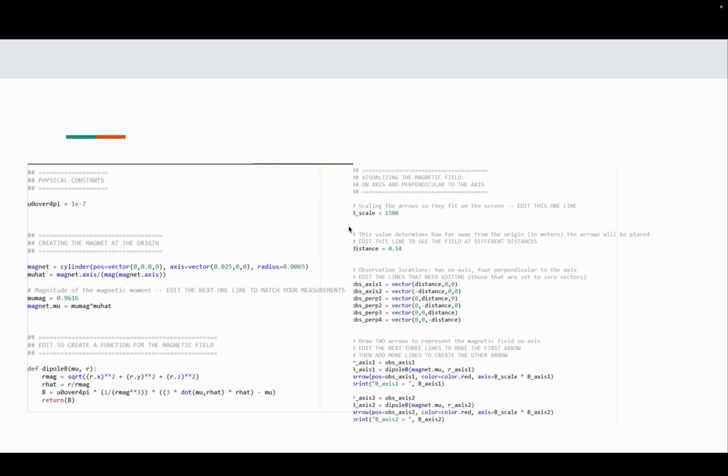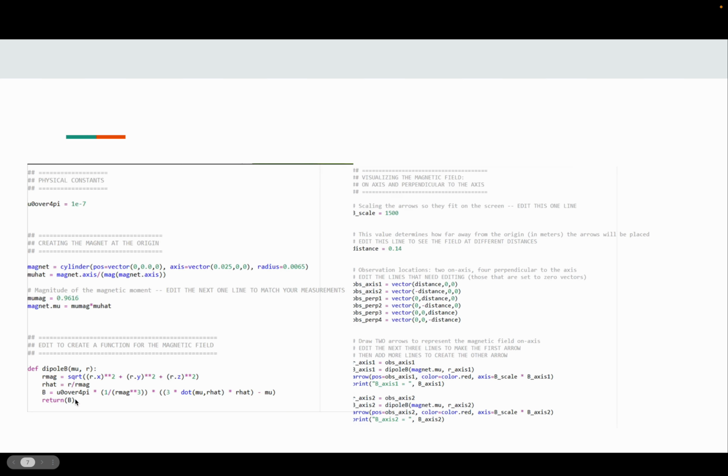So here is our GlowScript calculation. You can see that we're setting these up. We're setting the distance away from the origin. We're setting up the magnet here. We have the magnetic magnitude. And then we have different arrows. So this is just generally setting up the magnet.